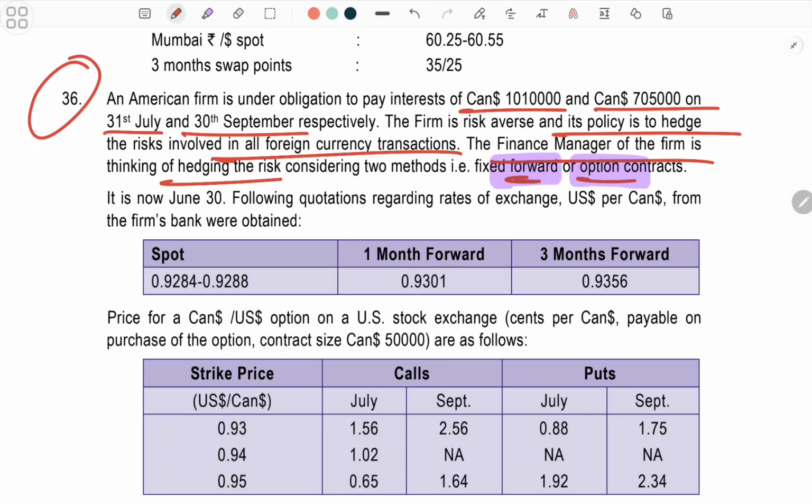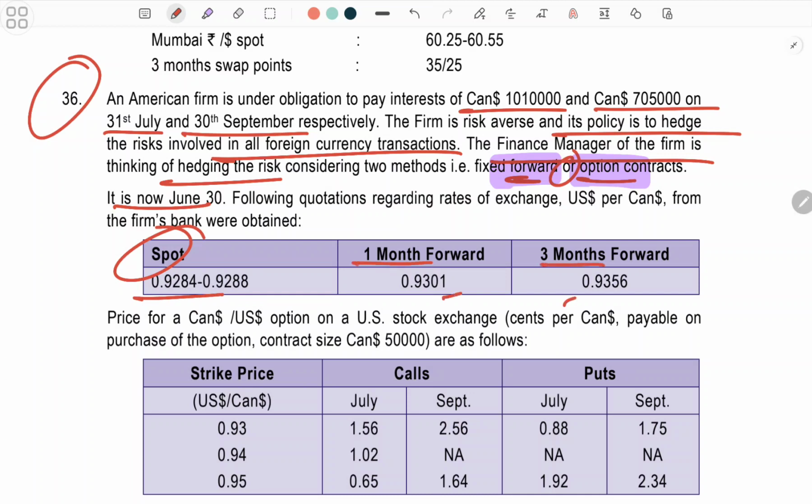The forward or the options, rather, you have to select. You have to give an answer where the outflow will be less because it's payable. So the outflow which is lesser will be selected, either the options cover or the forward cover. Right now it is June 30th, the spot date. Following quotations are available. Spot is available, bid and ask. 1 month forward, 3 month forward is available.